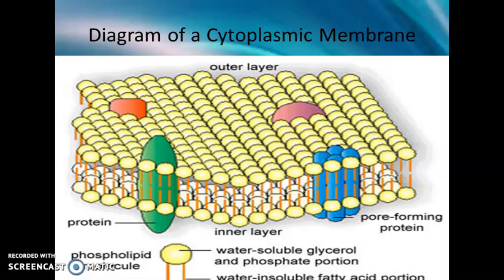This is the diagram of the cytoplasmic membrane. Here we can see the green color, which is the protein. This is the inner layer, and these are the proteins which are core-forming proteins. This is the inner layer and this is the outer layer. The outer layer possesses the water-soluble glycerol and phosphate portion, and the inner layer possesses the water-insoluble fatty acid portion. And this is a phospholipid molecule. Because of the two layers, it is also called a phospholipid bilayer.